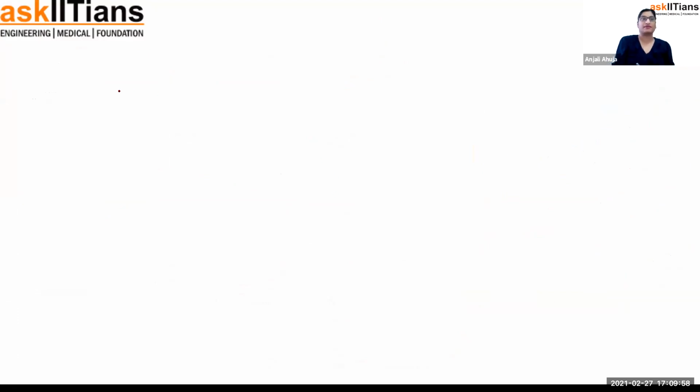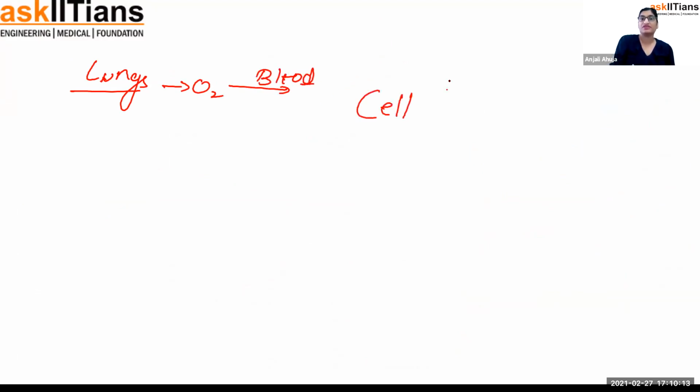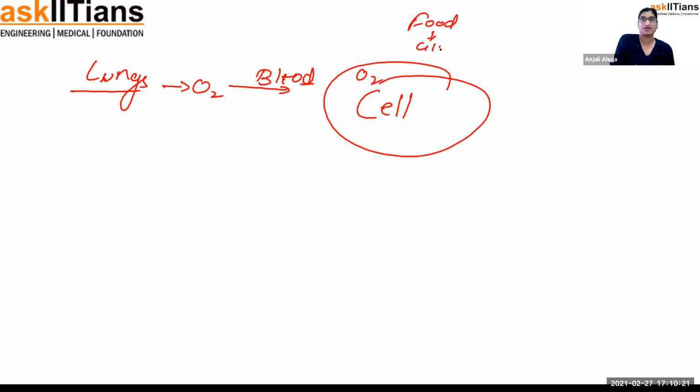So basically what happens, suppose this is the lungs. From the lungs, we breathe in and take oxygen in. This oxygen, with the help of blood, forms a complex with hemoglobin and goes to each and every cell and tissue of the body. Then inside the cell, oxygen reacts with the food that we eat, which is converted into glucose. Glucose is a source of energy, if you have heard.